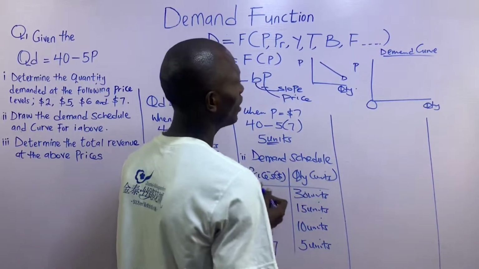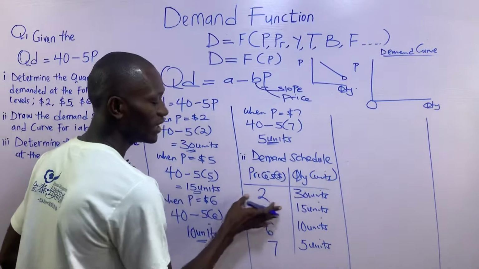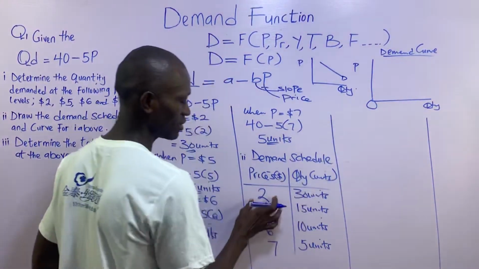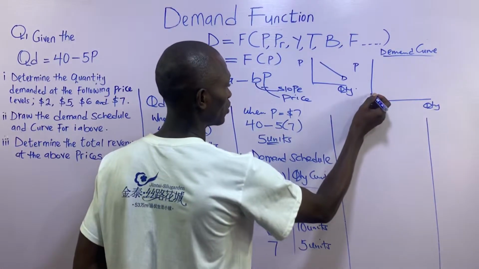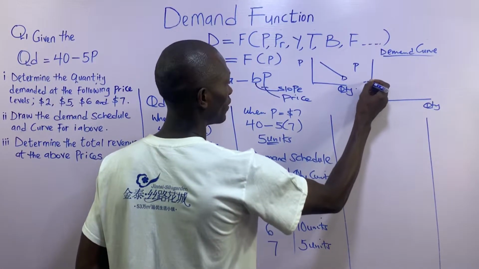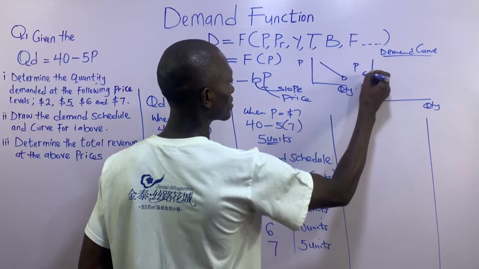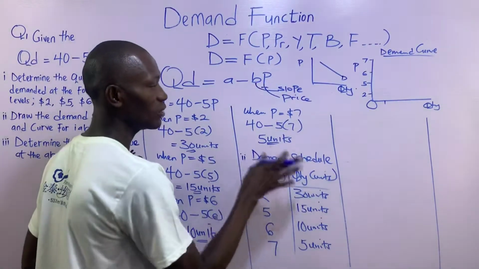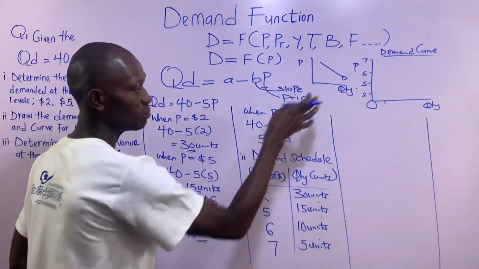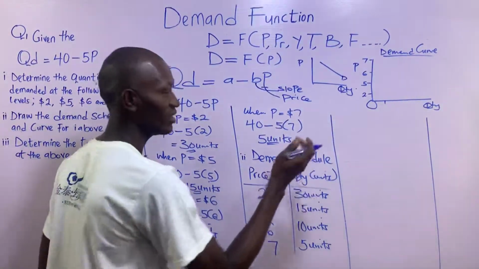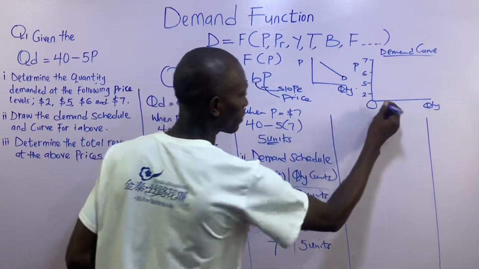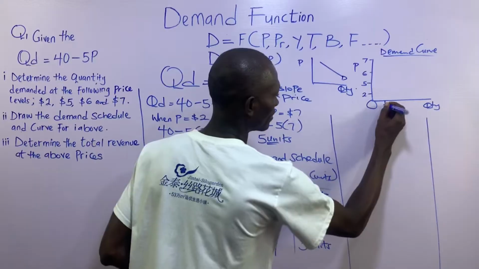So let's plot the price against the quantity demanded. What are the prices? We have 2, 5, 6, and 7. You are going to be arranging the price as well as the quantity in ascending order, from the smallest.